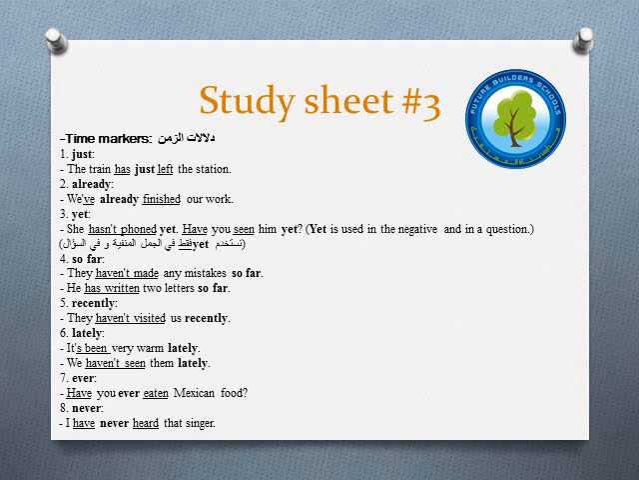So far معناها أيضا إلى الآن. They haven't made any mistakes so far. إلى الآن لم يرتكبوا أي أغلاط. He has written 2 letters so far. لقد كتب رسالتين إلى الآن. Recently مؤخرا. They haven't visited us recently. لم يزورونا مؤخرا. And same as lately, it also has the meaning of مؤخرا. It's been very warm lately. مؤخرا كان الجو دافئ.